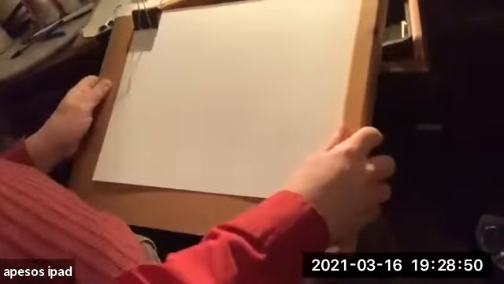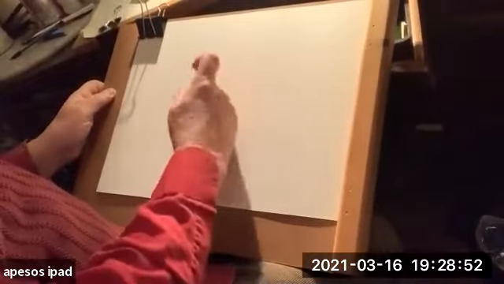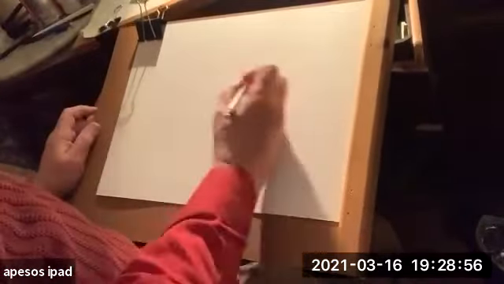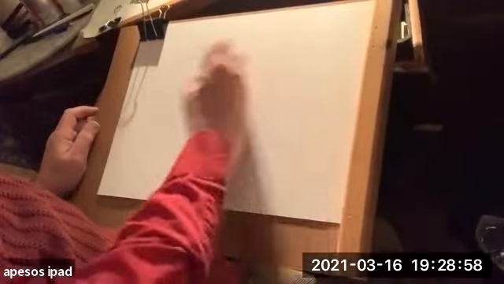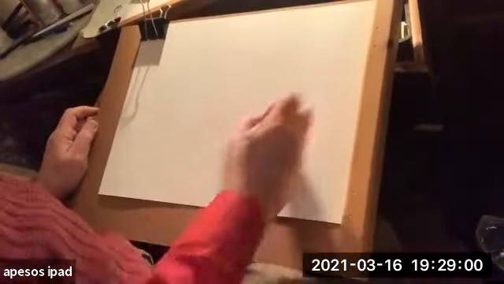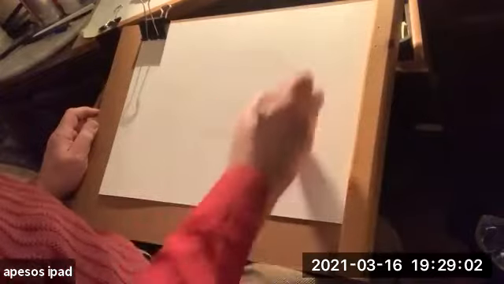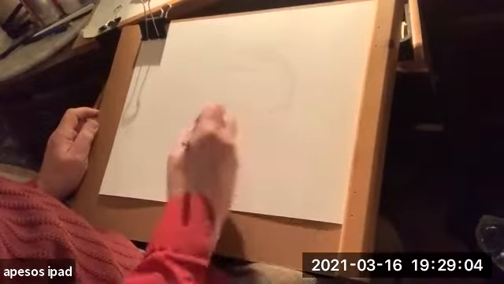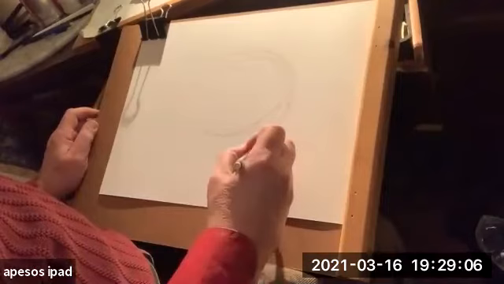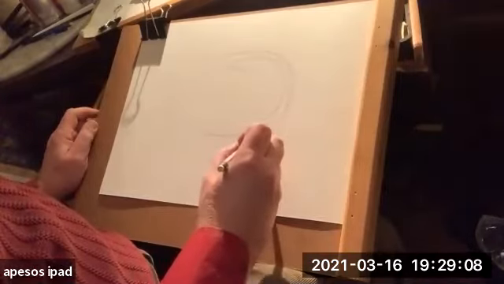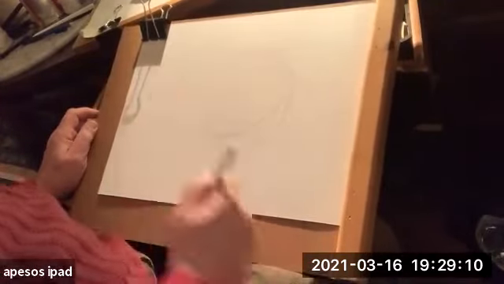There we go. So first thing I'm going to do is get a sense of the general shape. Okay, it's basically, can you see these marks? Answer me. Can you see these marks? Yes. Okay, good.